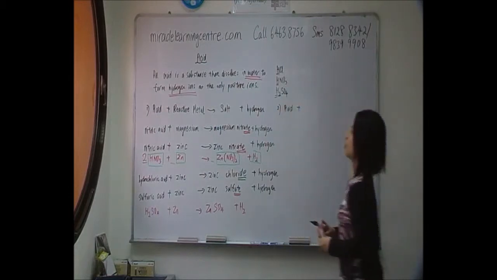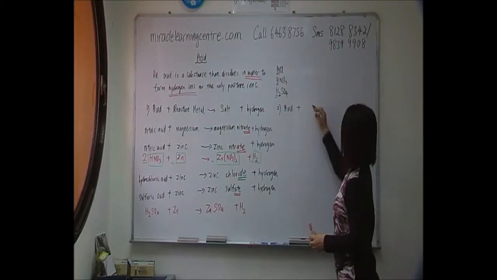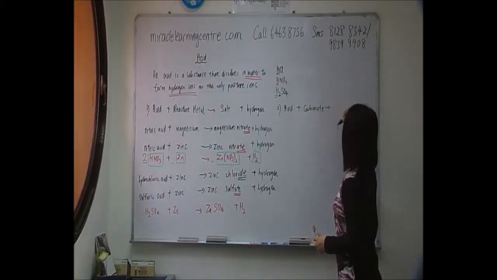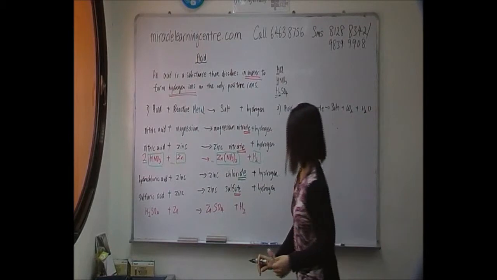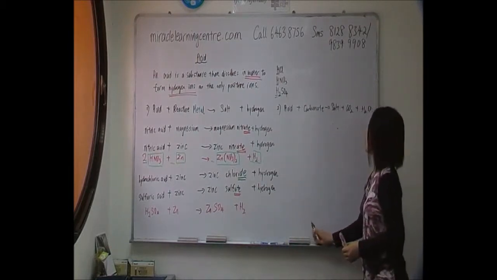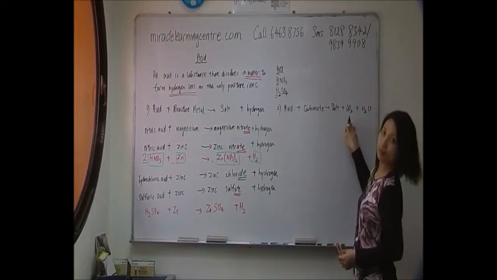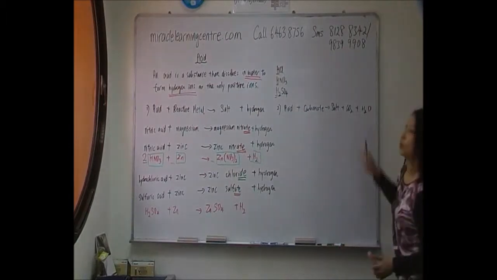Acid reacts with a carbonate to form salt, carbon dioxide, and water. When it reacts with a carbonate, it will form carbon dioxide. Makes sense, right? Carbonate, carbon dioxide. So it's salt, carbon dioxide, and water.